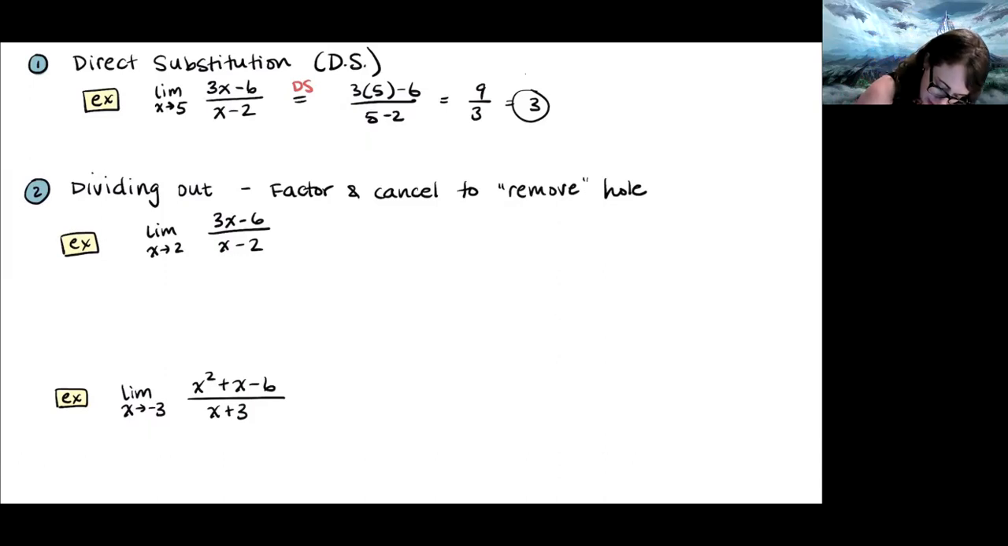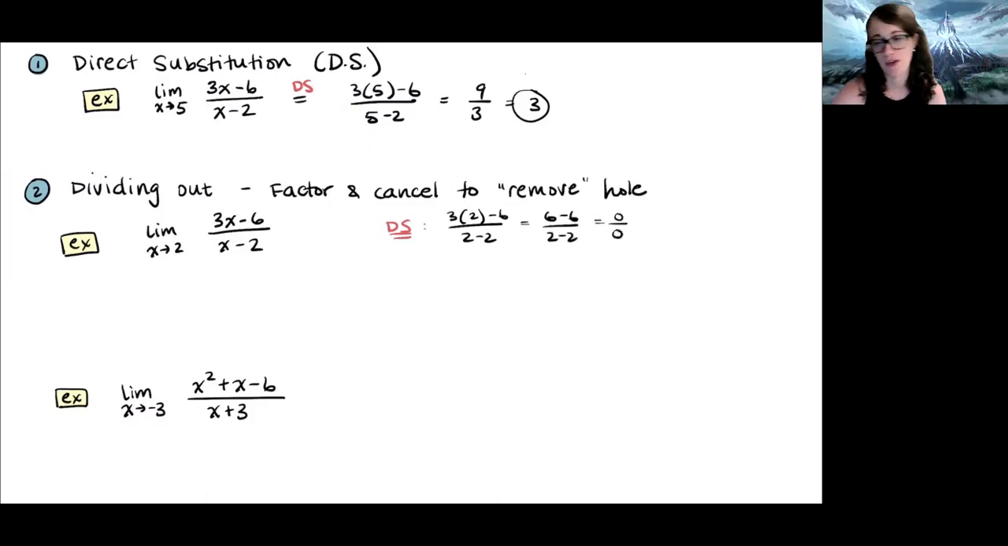You should always keep track of what direct substitution gives. So I would recommend that you do it on the side, even if you can do it in your head. Okay, we have 0 over 0, so there is indeed a hole at x equals 2. This means do more work or investigate further. Okay, so like I said, in this case, this is an example where you can try to factor.